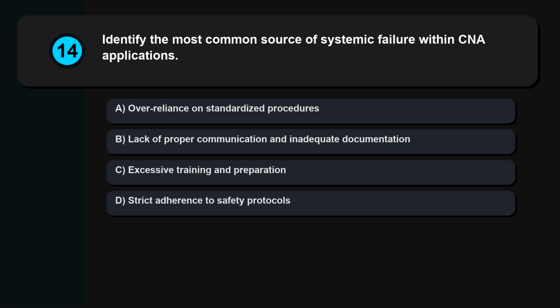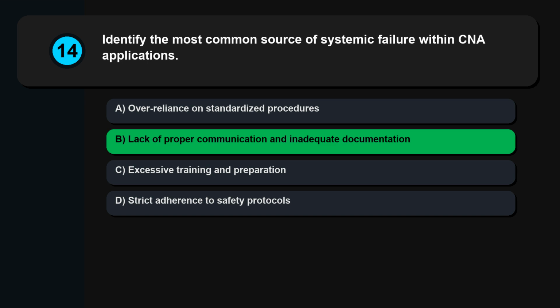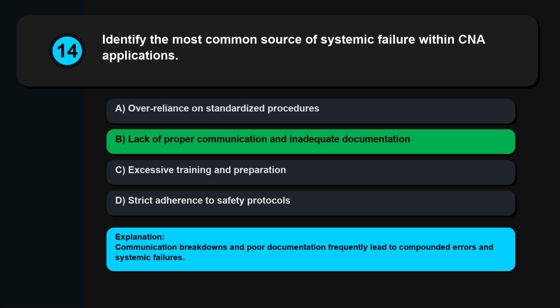Question 14. Identify the most common source of systemic failure within CNA applications. Over-reliance on standardized procedures, lack of proper communication and inadequate documentation, excessive training and preparation, strict adherence to safety protocols. Communication breakdowns and poor documentation frequently lead to compounded errors and systemic failures.